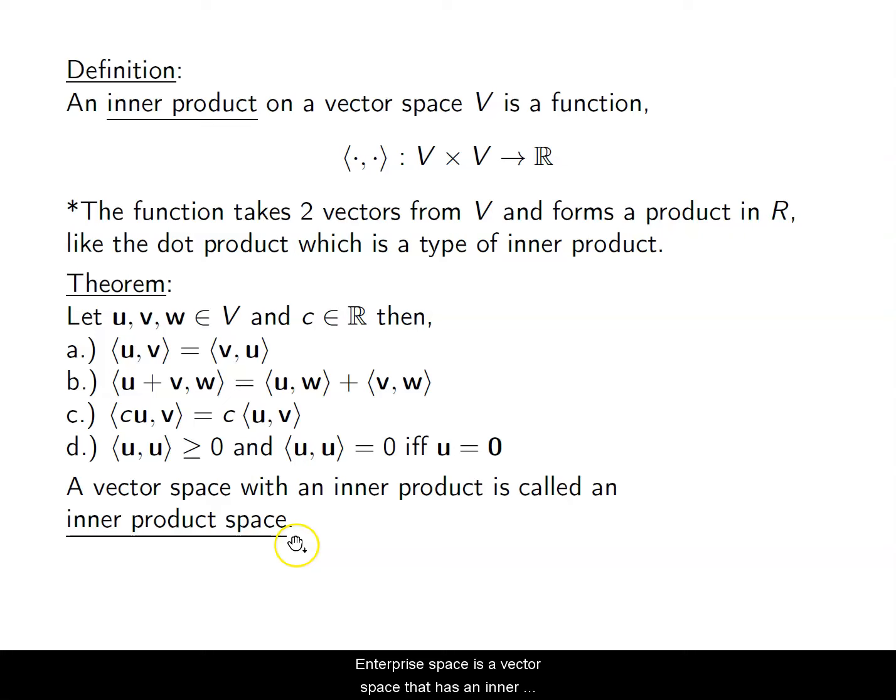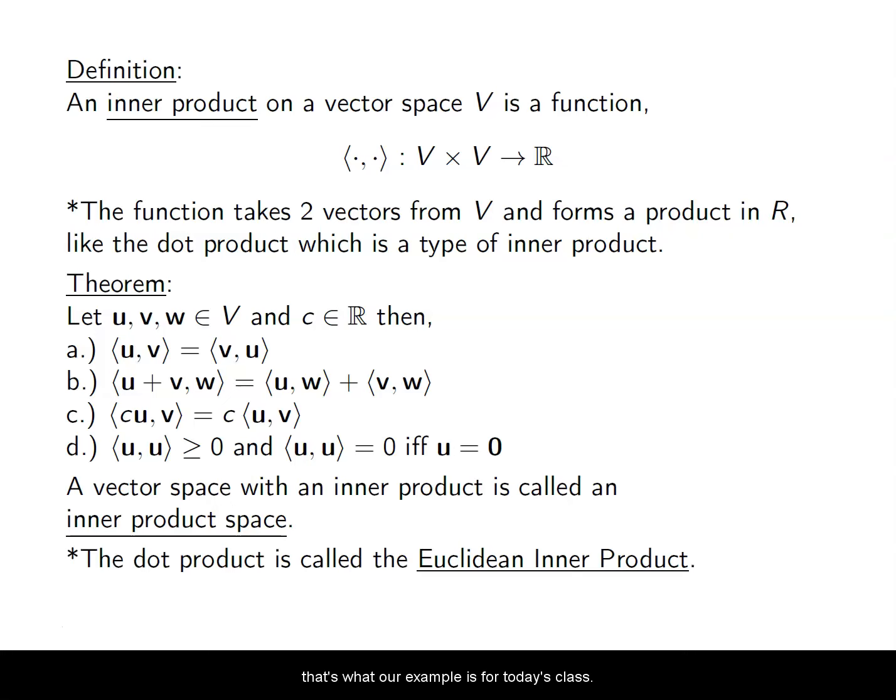So an inner product space is a vector space that has an inner product that satisfies these conditions. Okay, so that's what we're going to be doing here. We will obviously be doing lots of inner product stuff, but we will definitely be proving that something is an inner product on a vector space. Okay, so that's what our example is for today's class.